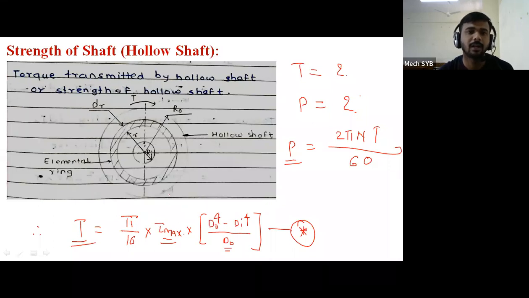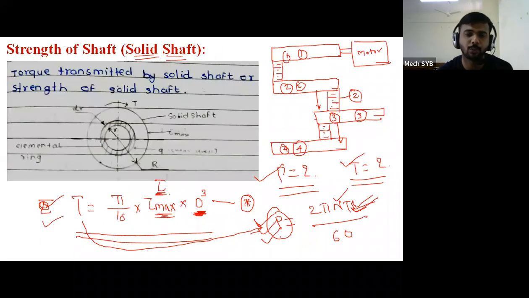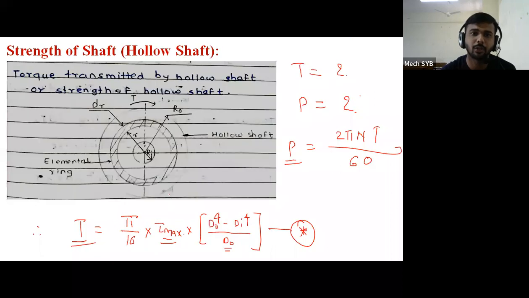So this is the comparative study of the solid shaft and the hollow shaft. Okay, I hope you have taken these two formulas: strength of solid shaft is pi by 16 into tau max into d cube, then strength of hollow shaft is pi by 16 into tau max into Do raised to 4 minus Di raised to 4 divided by Do. And through these formulas we can check the strength of the solid shaft and the hollow shaft.